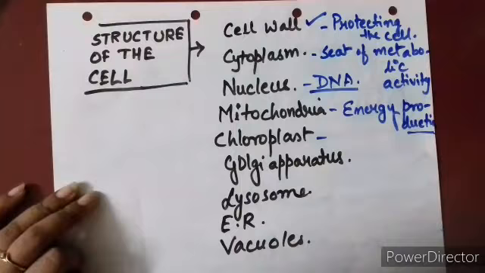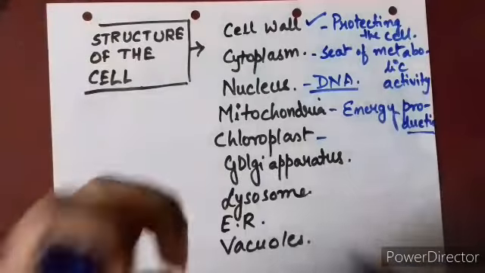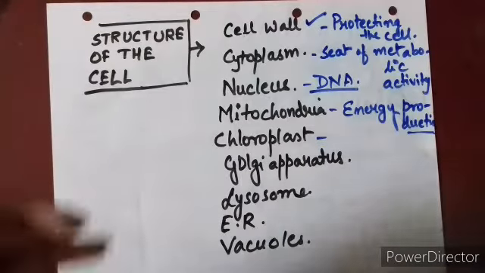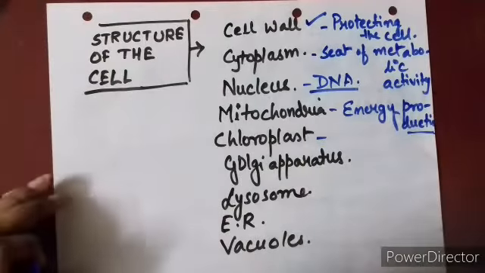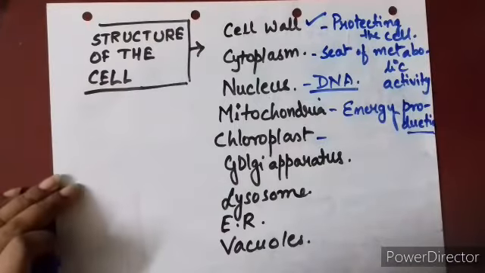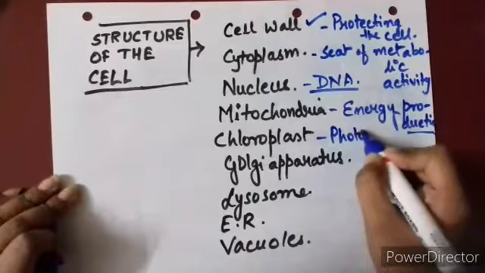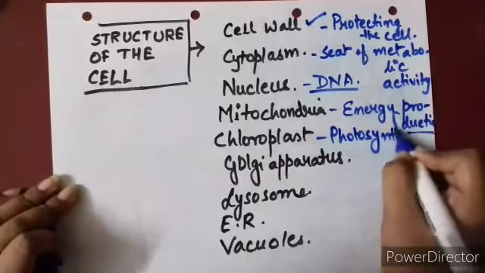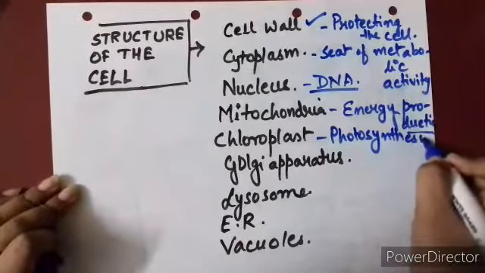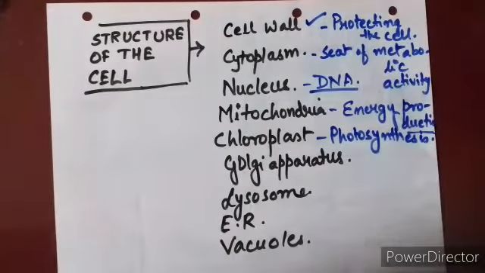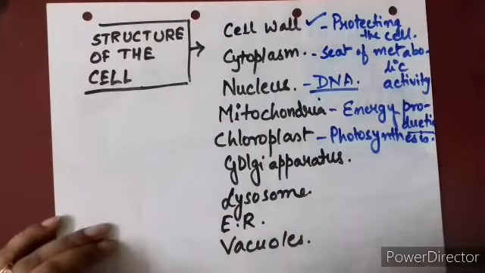Chloroplast is the organelle which contains plastids, which store chlorophyll and indeed give the green color to the plant. So chloroplast is the place where photosynthesis takes place. So it's very important for the plant cell. Okay. Next is the Golgi apparatus.